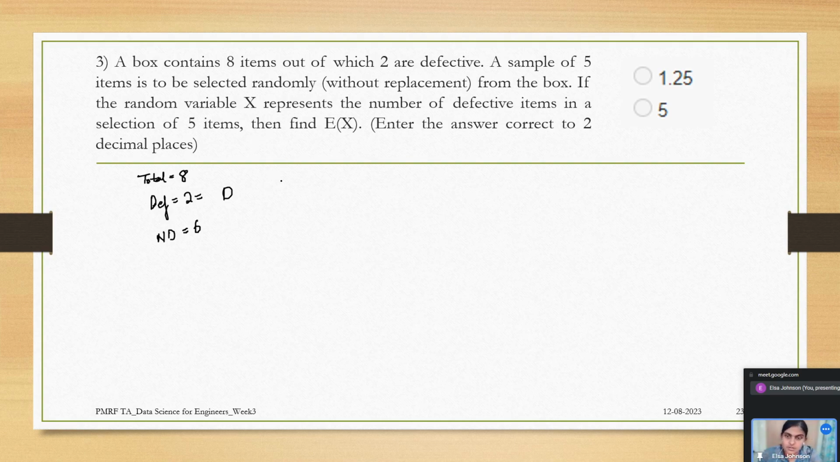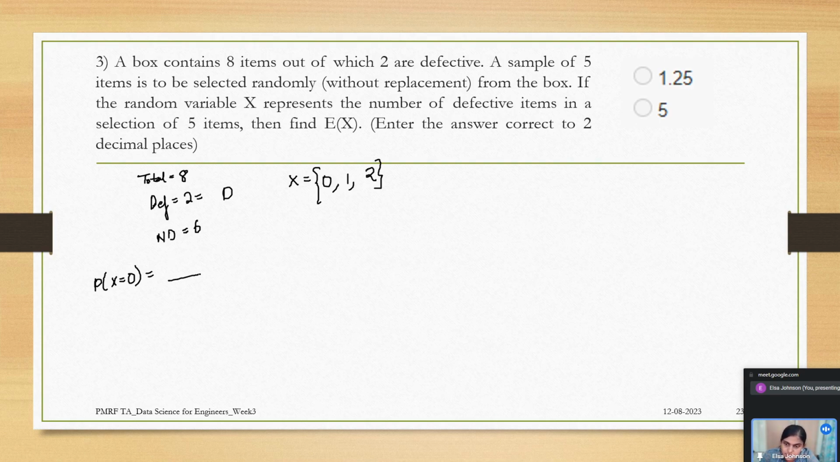So the random variable is either there are 0 defective, or there is 1 defective piece, or there are 2 defective items. That is the random variable which is available. Okay, so you are asked to find the expectation of x, right? So first we will check the probability that x equal to 0. This is a little different from earlier.